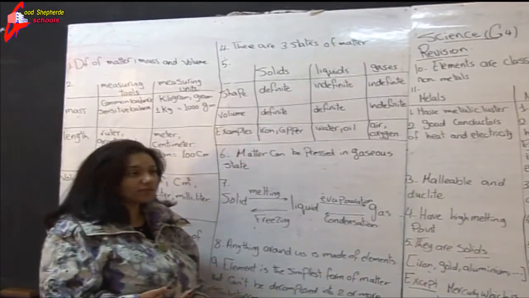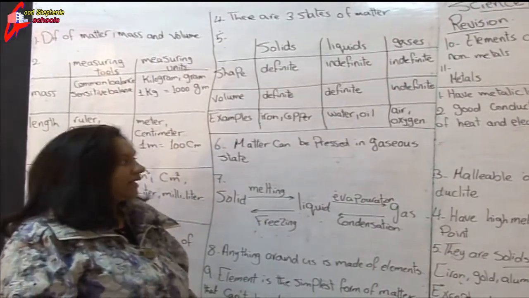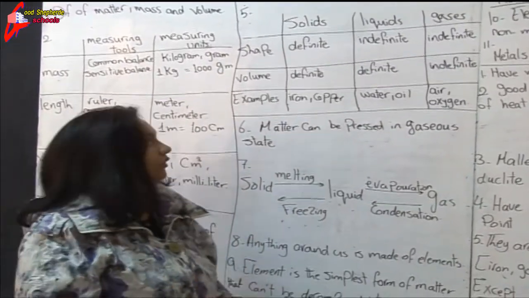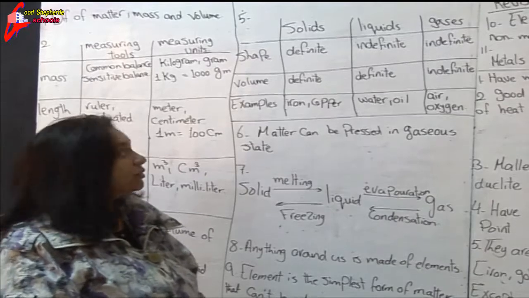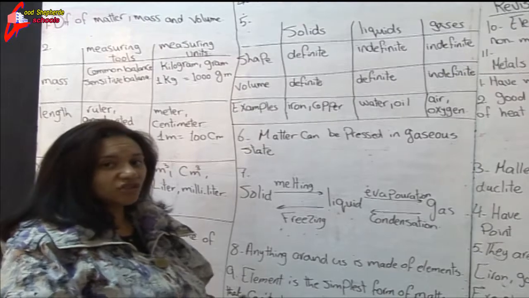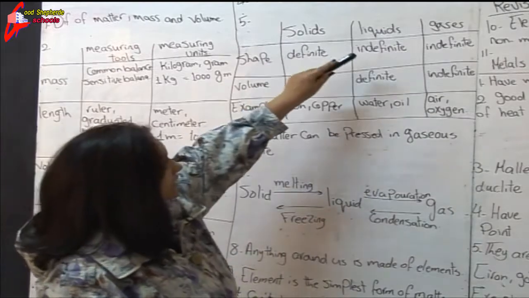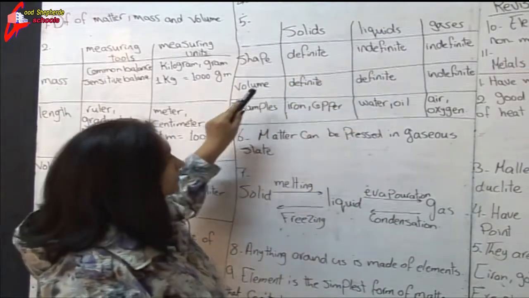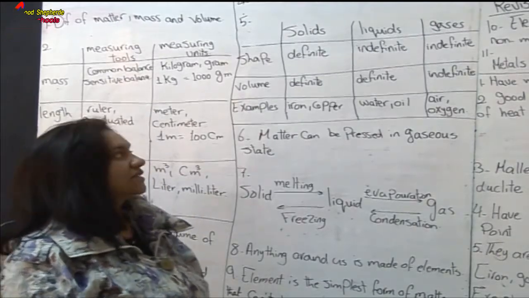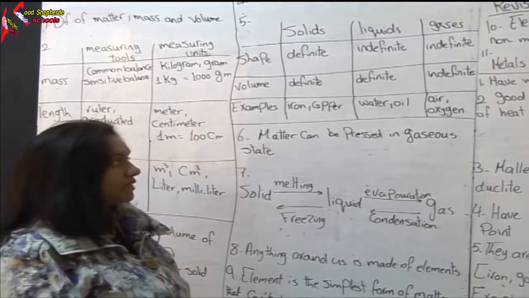The examples of solids are iron, gold, copper, aluminium, and all these things: book, notebook, board, marker, all these are solids. And also we will talk about liquids. A liquid takes the shape of the container without changing its volume. So liquids have indefinite shape and definite volume, or it takes the shape of the container but its volume doesn't change, like water, oil, milk, and all types of juices.